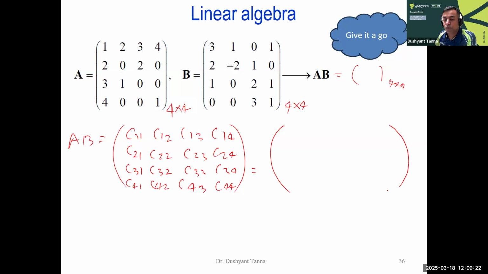Okay, C11, first row with first column. Follow the pointer. My pointer is right here. First row with first column. So 1 with 3, that's 3. Keep putting everything in mind. I mean, you can write on a piece of paper if you want. 2 with 2, 3 with 1, and 4 with 0. Again, 1 with 3, so that's 3 plus 4 plus 3 plus 0. So that will be 10.